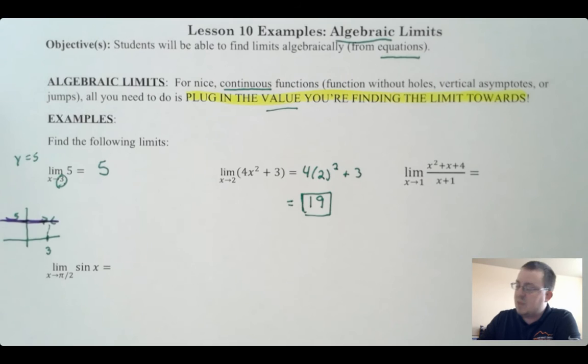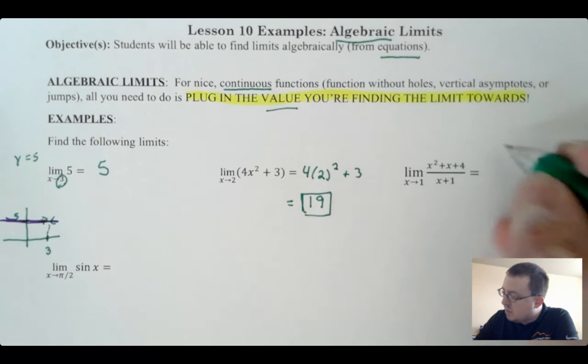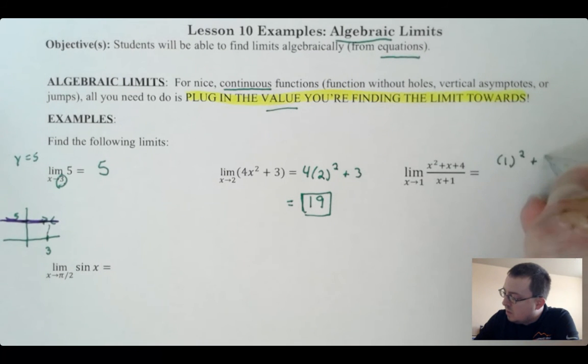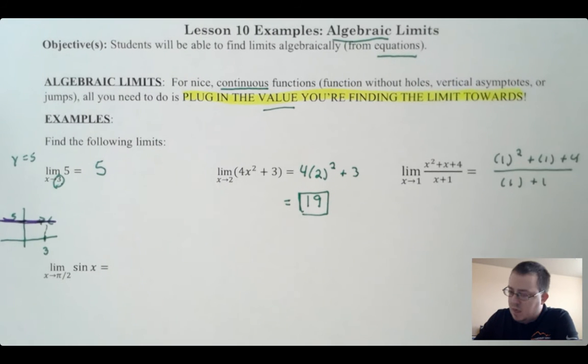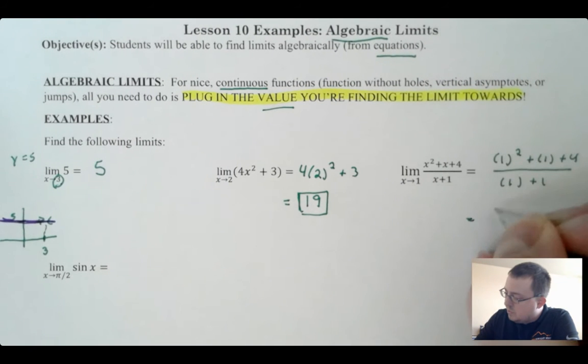I can do the same thing over here. Just plug in 1 to this more complex function. I get 1 squared plus 1 plus 4 over 1 plus 1, where I plugged in x equals 1. And I get 6 over 2, so that limit value is 3.